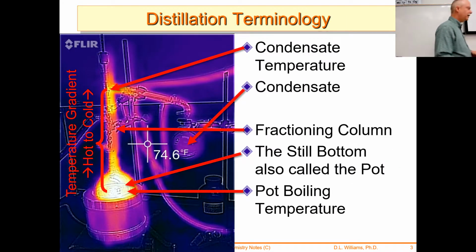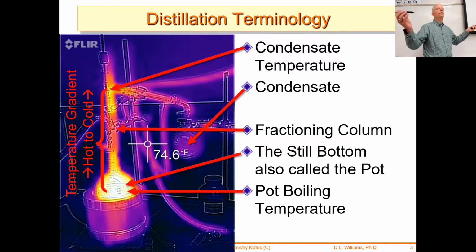Then you have the fractioning column, and the still bottom is at the bottom, and I also call it the pot. I put that in as a vocabulary word, but it's really slang. It's just, what do you have in the pot, and it's just what I've always called it. So I have to tell you the vocabulary that I use, just so that you know what I'm talking about in class. So they have the still bottom or the pot, and the pot boiling temperature, and that's what's going on with fractional distillation.